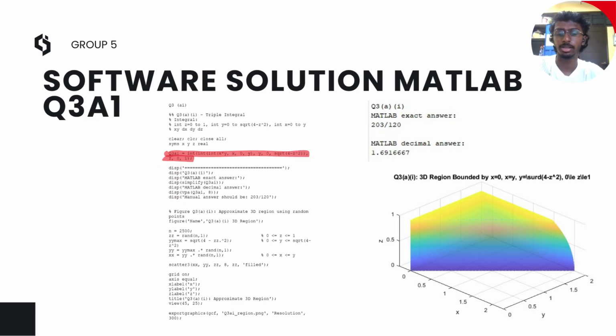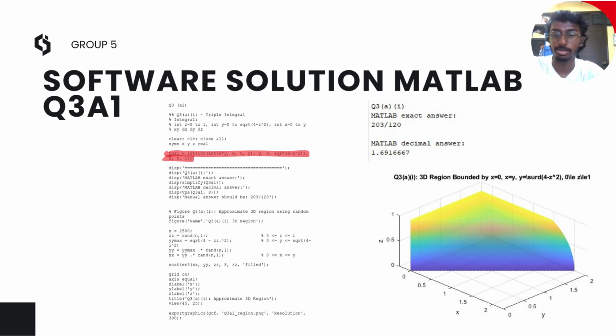Now I present the MATLAB simulation for question 3a Roman 1. The question is a triple integral. The manual calculation gives a final answer as 203 over 120. So the purpose of this MATLAB simulation is to verify the manual answer using symbolic integration. In this question, the limits are already given in Cartesian form, so we do not need to convert into polar or spherical coordinates. We just follow the same order as the given integral.